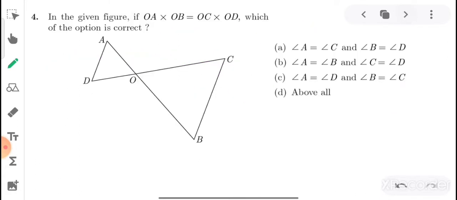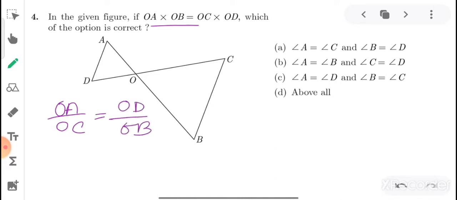Okay, then see the next question. It is similar to the previous question. Here OA multiplied by OB is equal to OC multiplied by OD. Then we can write OA by OC is equal to OD by OB.